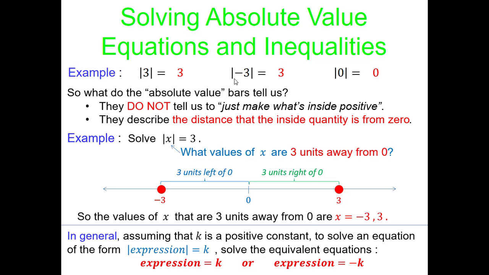Now, how do we solve absolute value equations in general? So if we expect that k is a constant, a positive constant, and you have the absolute value of some expression is equal to that constant, like the absolute value of x equals 3, then all we really need to make sure of is that the quantity on the inside is either positive k or negative k. So to eliminate the absolute value, you simply create 2 separate equations, one where you set the expression equal to k, and one where you set it equal to -k.